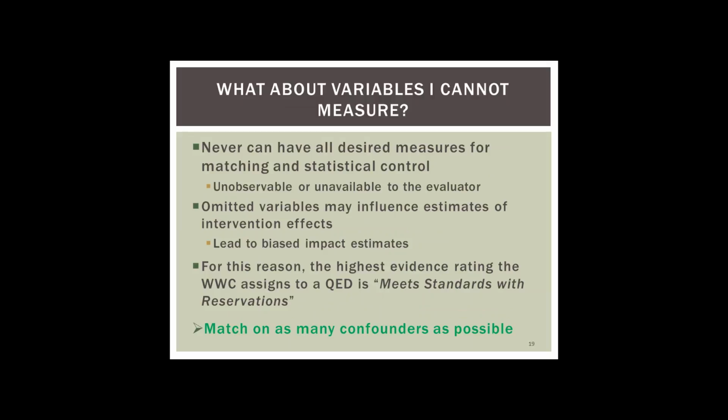So what can you do? I don't know that there's much that we can do, but because there's a possibility that there's some unobserved variable that we cannot match on, it's one of the reasons that the highest evidence rating that the WWC assigns to a study like this is meets standards with reservations. So the lesson that I want you to take away from this is: match on as many confounders as we possibly can.